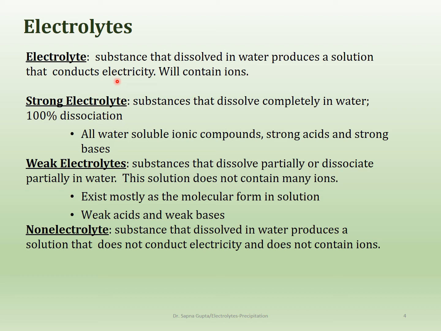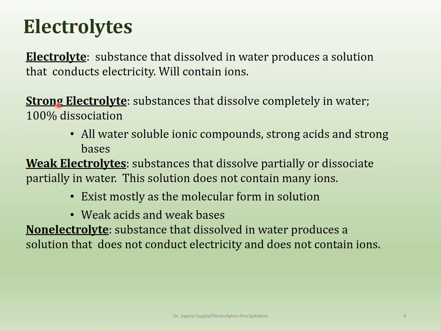If there's anions, there's cations. You have to have both in a solution. So electrolytes will conduct electricity. That is the mark of a solution, of an electrolyte. There are 3 kinds of electrolytes: a strong, a weak, and a non-electrolyte.